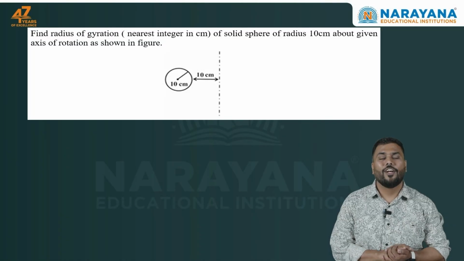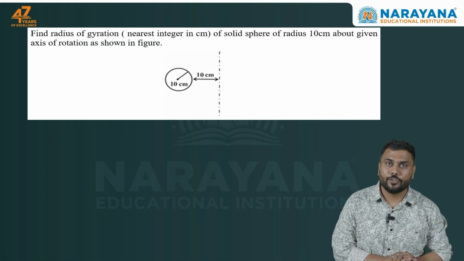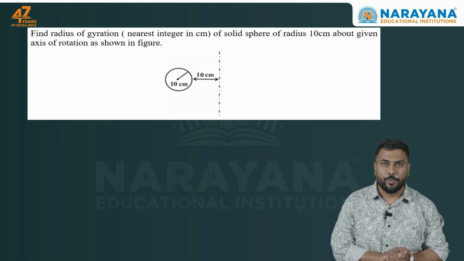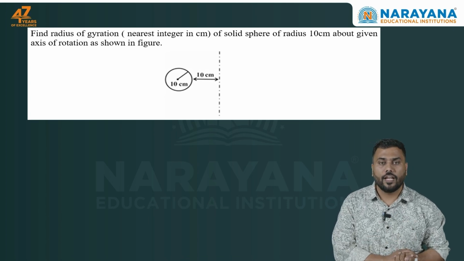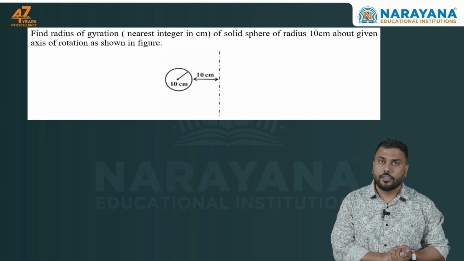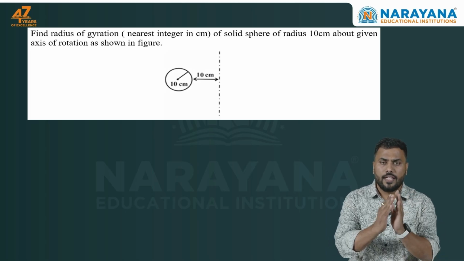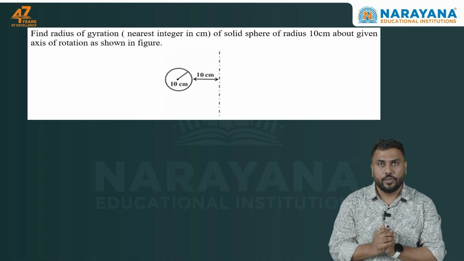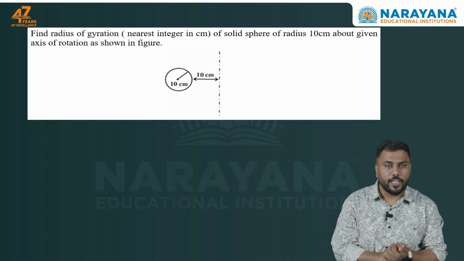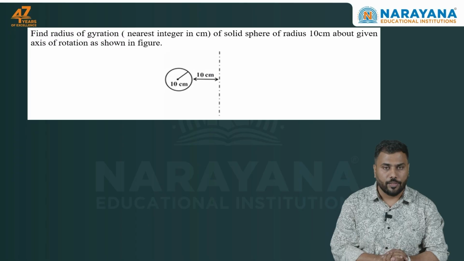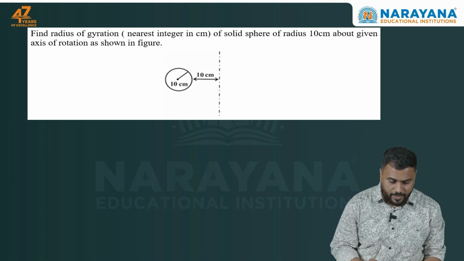Hello students, so let us discuss some more questions of today's 28th Jan morning session physics paper. The first question that we have here is an integer type question. In this question, they are saying there is a sphere of radius 10 centimeter and an axis is also provided to us. We need to find the radius of gyration of the sphere about the axis given. So let us see how we will find this answer.